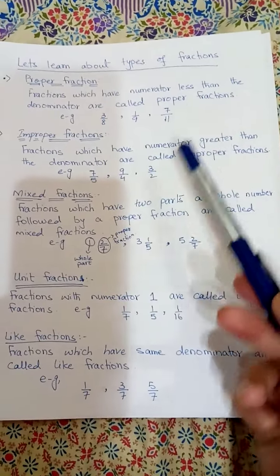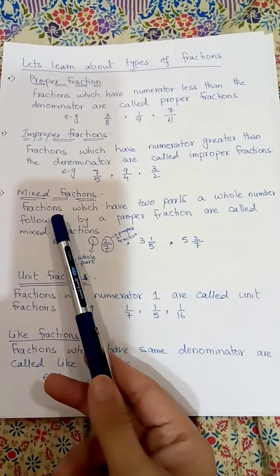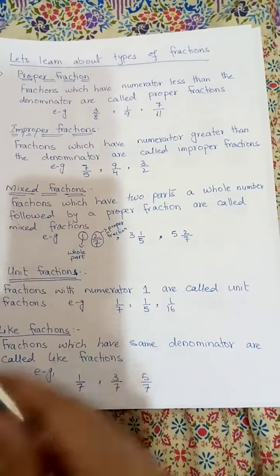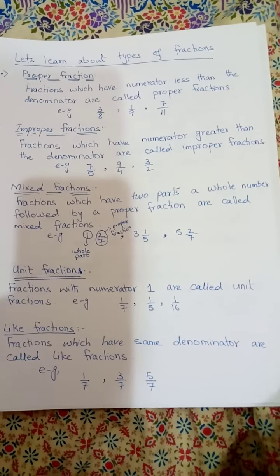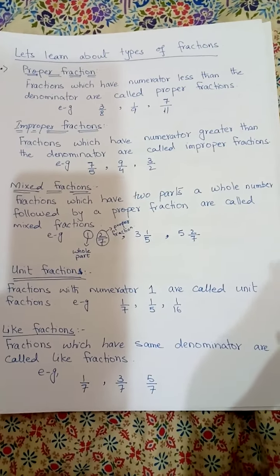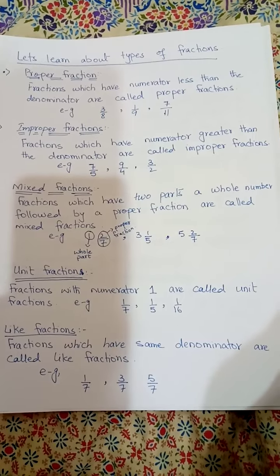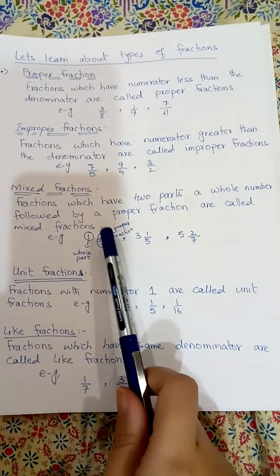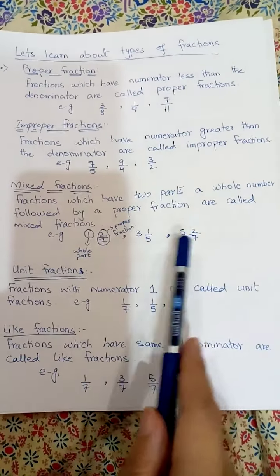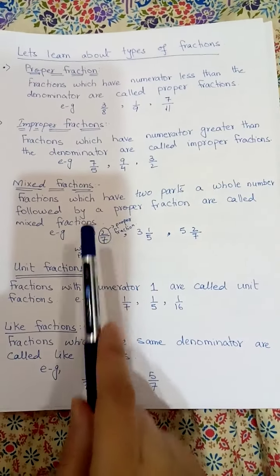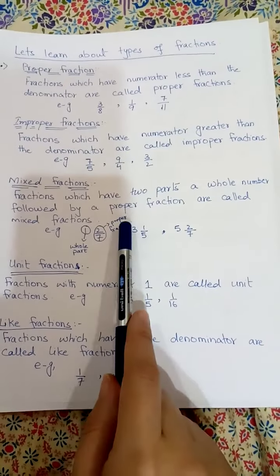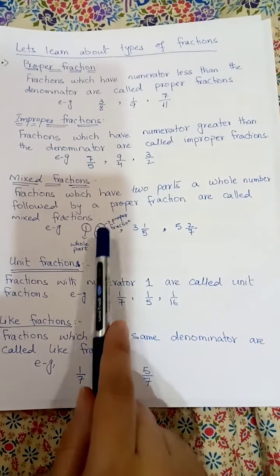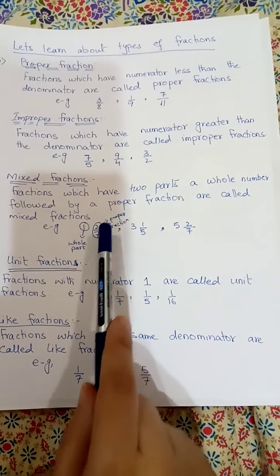Okay, now after proper and improper fractions, we are going to discuss mixed fractions. In mixed fractions, these are those fractions which have two parts, a whole number followed by a proper fraction. A whole number is followed by a proper fraction like 1 whole 2/7. In this 1 is the whole part and 2/7 is proper fraction. Why is this a proper fraction? Because numerator is smaller than the denominator.